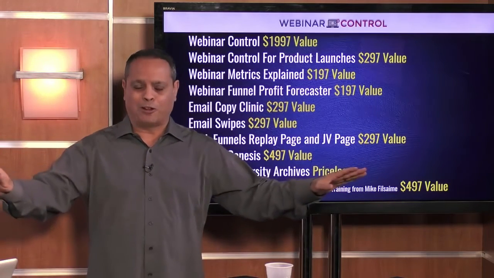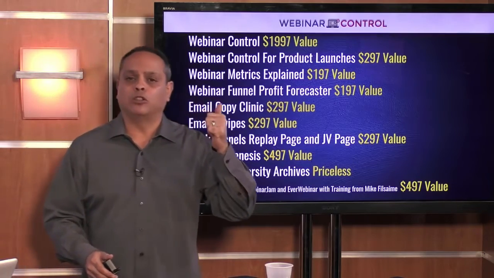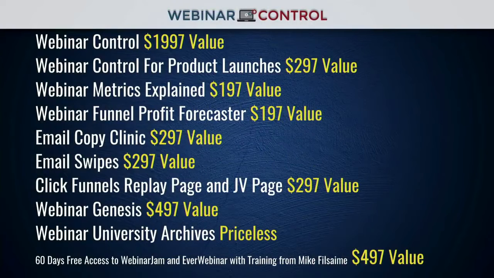I'm not going through it all over again, but you get Webinar Control, Webinar Control training for product launches, which I haven't done yet. I'm going to be doing that in about a week. You're going to get Webinar Metrics Explained plus training that explains it. My spreadsheet for the Webinar Funnel Profit Forecaster. The Email Copy Clinic, that's training of me going over all of my emails. You'll get all of my email swipes. A ClickFunnels replay page that you can import, or HTML. My high converting JV page that gets me JV partners.